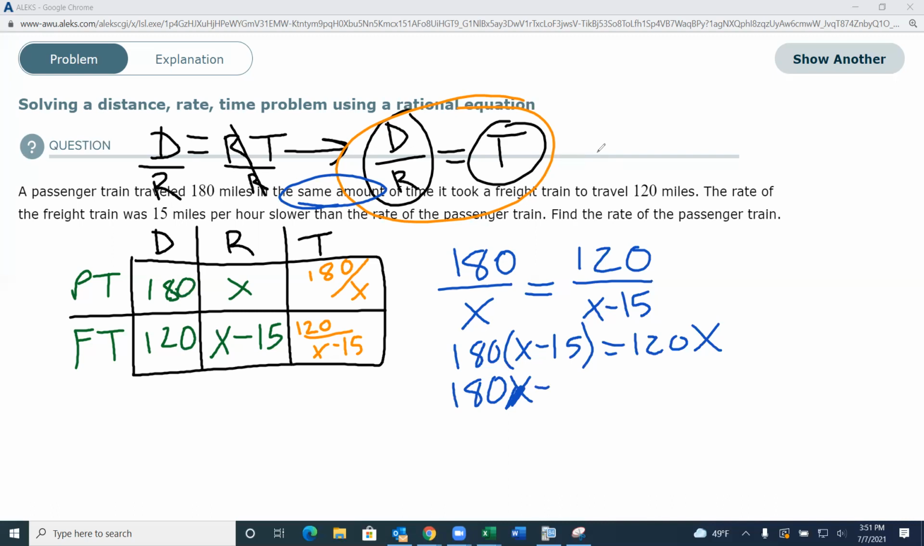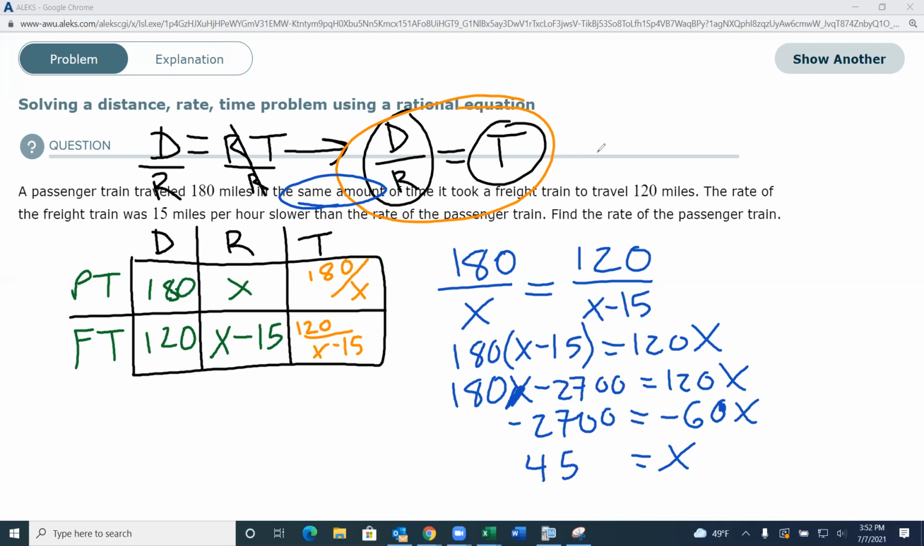Okay, so I multiply the 180 through the parentheses, and I get minus 2,700 right there. Now let's subtract 180x from both sides. And that'll give us negative 60x on the right side. And when we divide by negative 60, we get a positive 45.